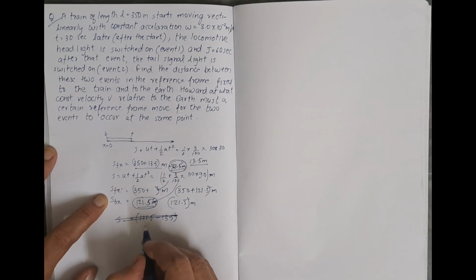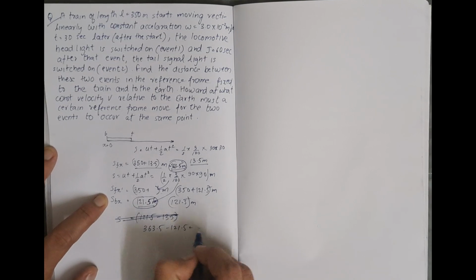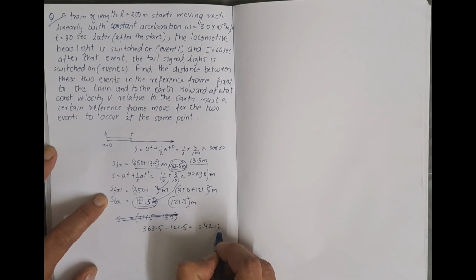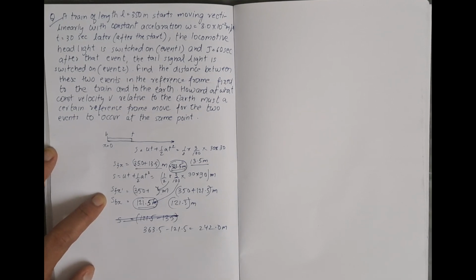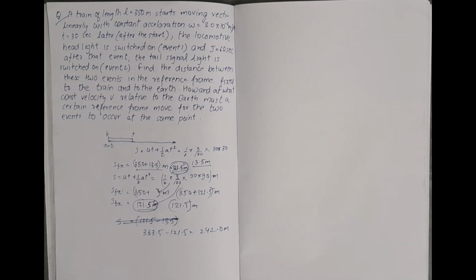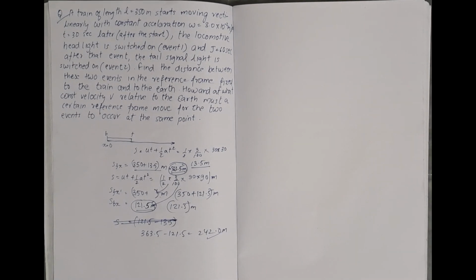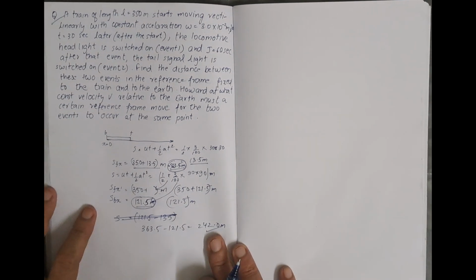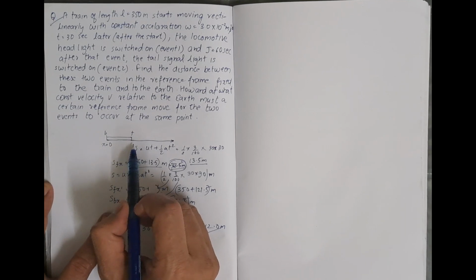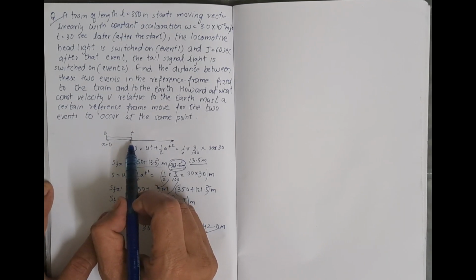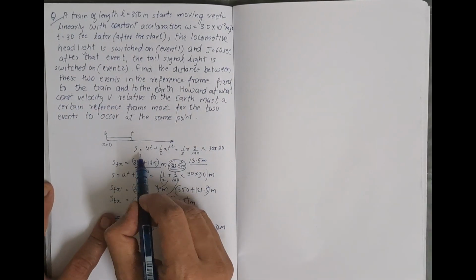So the difference will be 363.5 minus 121.5, which is 242. So in the reference frame fixed to the earth, the total distance between event 1 and event 2 is 242 meters. I think it's very clear how it has been calculated. I first calculated how much distance the front end of the train traveled when event 1 took place, which we know was 30 seconds after start.